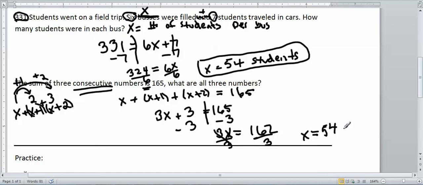Okay, so my other two numbers, since I solved for the first number, 54 is my first number, so I want to go the 2 after that. So 54, 55, and 56. So x plus 1, 55, x plus 2, 56. All right, so that's all.